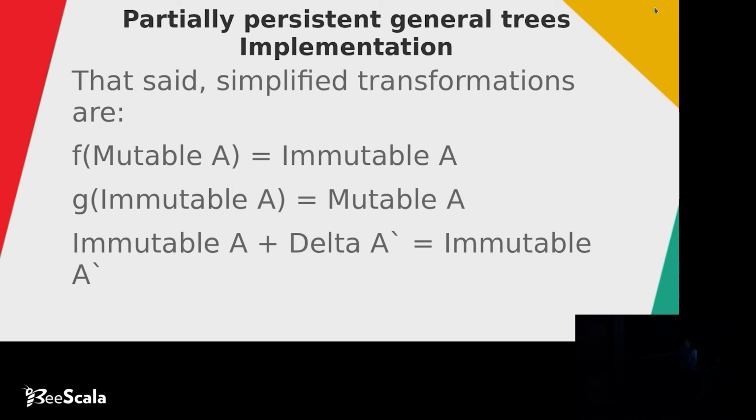That said, the simplified transformations for the entity are: there is a function that transforms a mutable object into an immutable representation, and vice versa. An immutable object of state A plus the delta of state B produces an immutable state B, which is pretty logical, in fact.